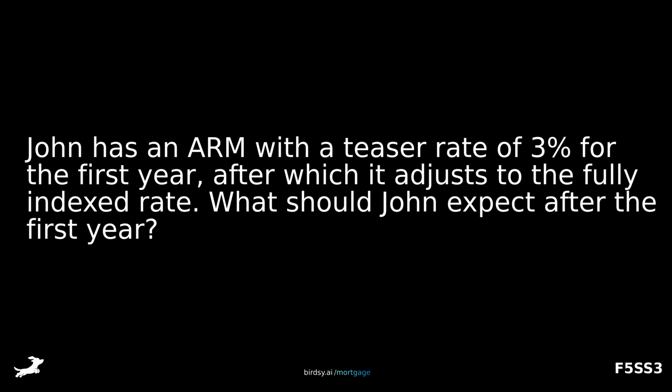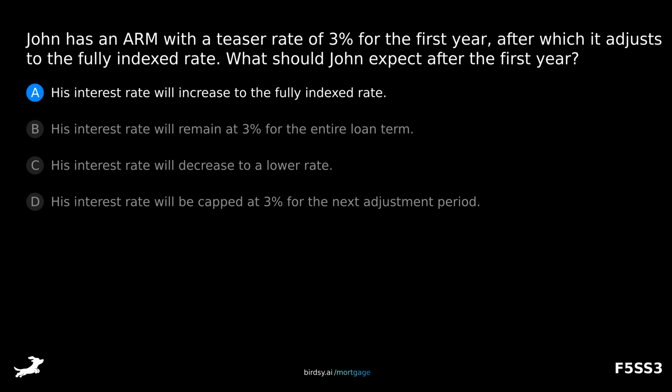John has an ARM with a teaser rate of 3% for the first year, after which it adjusts to the fully indexed rate. What should John expect after the first year? Is it A, his interest rate will increase to the fully indexed rate? B, his interest rate will remain at 3% for the entire loan term? C, his interest rate will decrease to a lower rate? Or D, his interest rate will be capped at 3% for the next adjustment period?